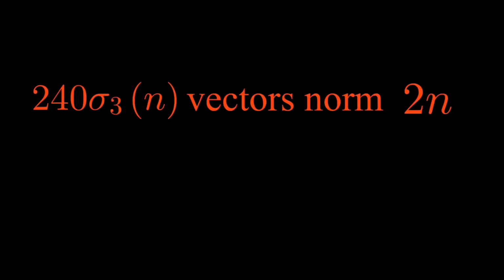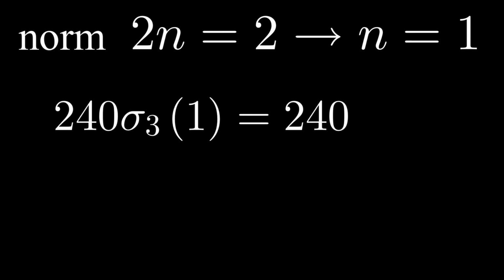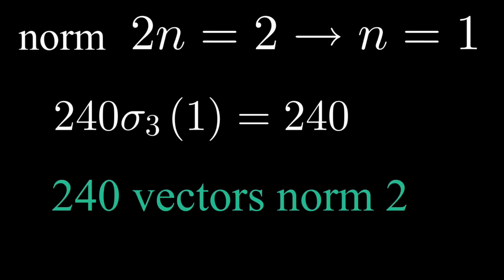Now there's a clear way to compute how many vectors of a certain norm there are. We can now show that there are 240 vectors of norm 2. The number of vectors of norm 2n is 240 times sigma 3 of n. So if n equals 1, the number of vectors of norm 2 is 240 times sigma 3 of 1. The divisors of 1 are just 1, so the sum of cubes of divisors is just 1. Therefore, there are 240 vectors of norm 2 in the E8 lattice.